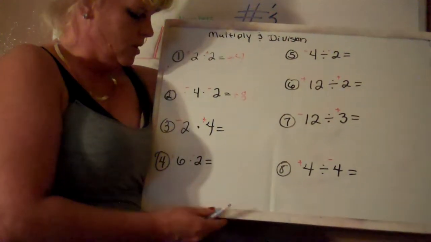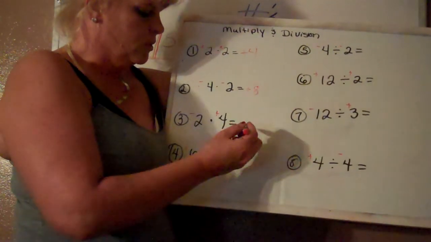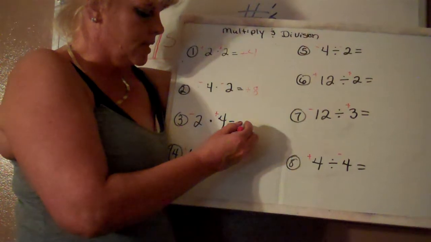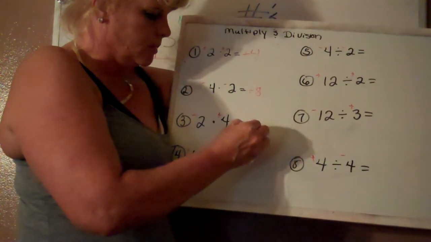A negative 2 times a positive 4. Here we know the rules say that if they're opposite signs, it's going to be negative right away, and you just multiply as you would usually multiply.